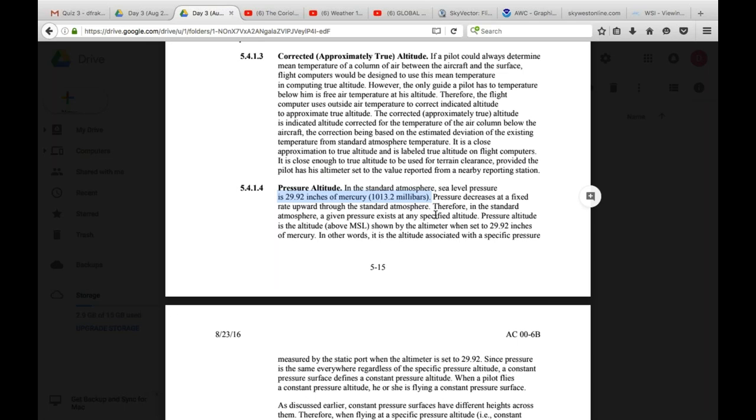Pressure decreases at a fixed rate upward through the standard atmosphere. Therefore, in a standard atmosphere, a given pressure exists at any specified altitude. Pressure altitude is the altitude shown by the altimeter when set to 29.92. So when we're setting our altimeter to 29.92, whatever altitude we're showing is the pressure altitude.